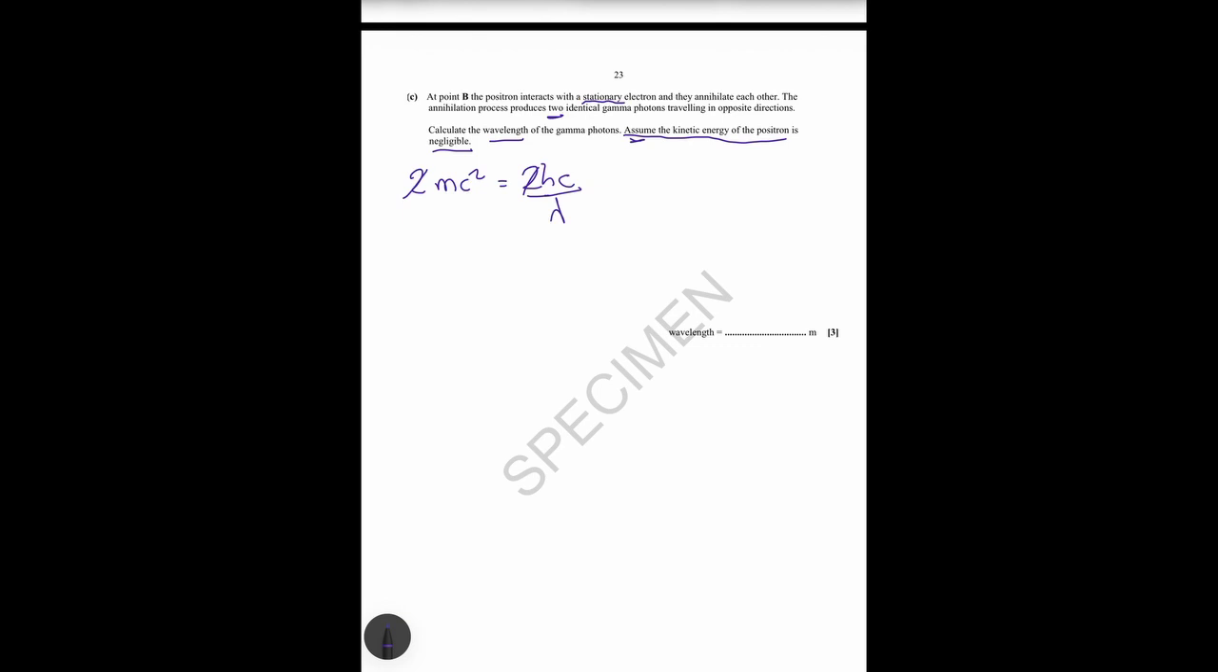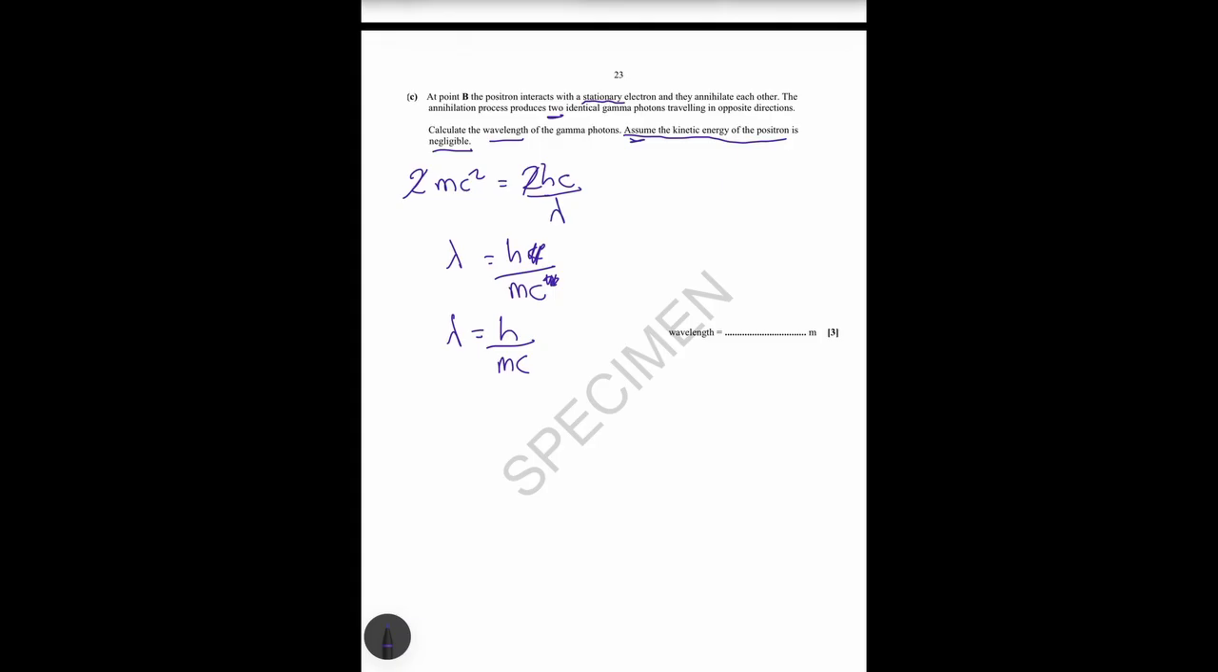Now I'm looking for the wavelength over here, so how am I going to get the wavelength? I'm just going to put the wavelength up there, and then I'm going to say it's going to be hc over mc squared, and then that c is going to cancel with this c over here, so I'm going to get the wavelength is h over mc. And now it's just a case of putting numbers in.